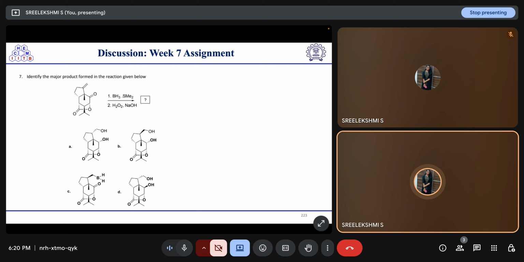Now the next one is, identify the major product formed in the reaction given below. So here, firstly, this compound is treated with this BH3, borane dimethyl sulfide complex, and then H2O2 in NaOH. So which will be the major product formed here?